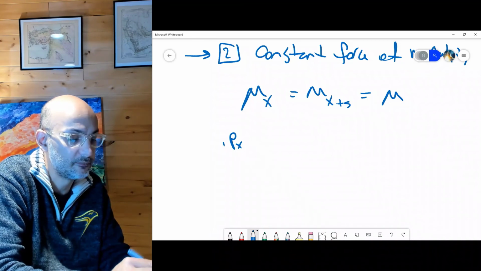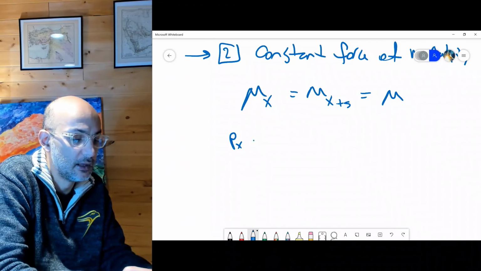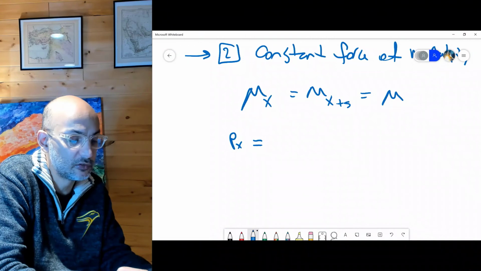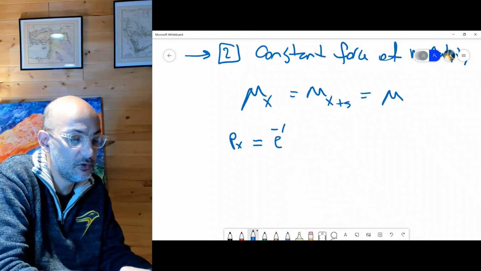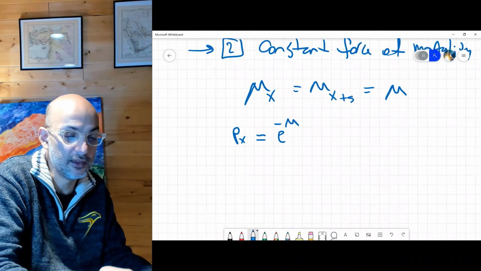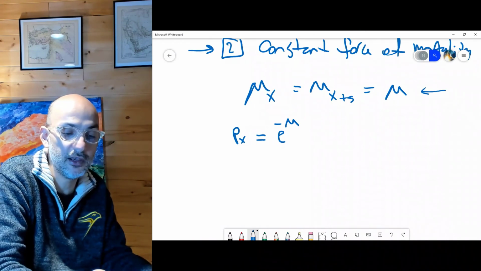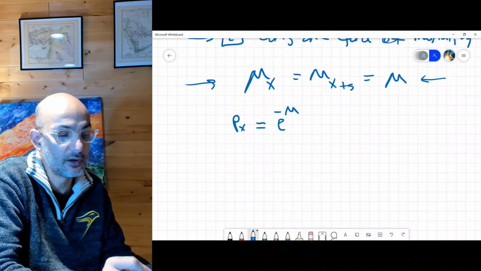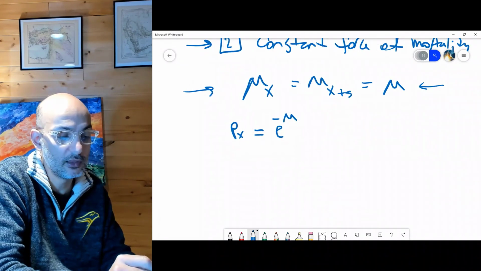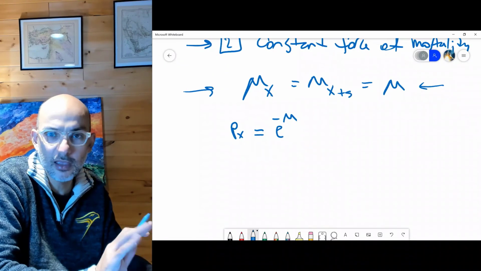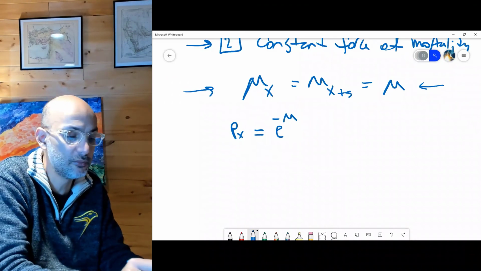You have px for 1 year. We don't write one. We know that px, to survive, is e^(-mu), right? We don't worry about the s because the force of mortality is constant, so if you find any one of them, it's the same. Because it's the one with the x or x plus s, it's the same force of mortality. So let's assume that's for 1 year.